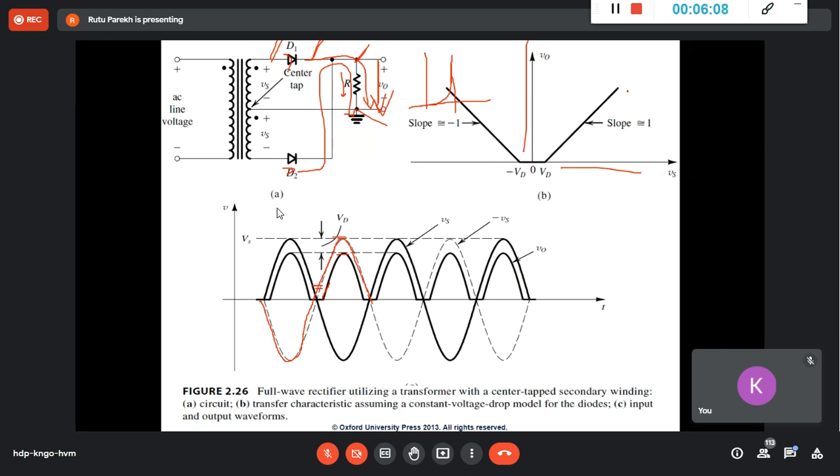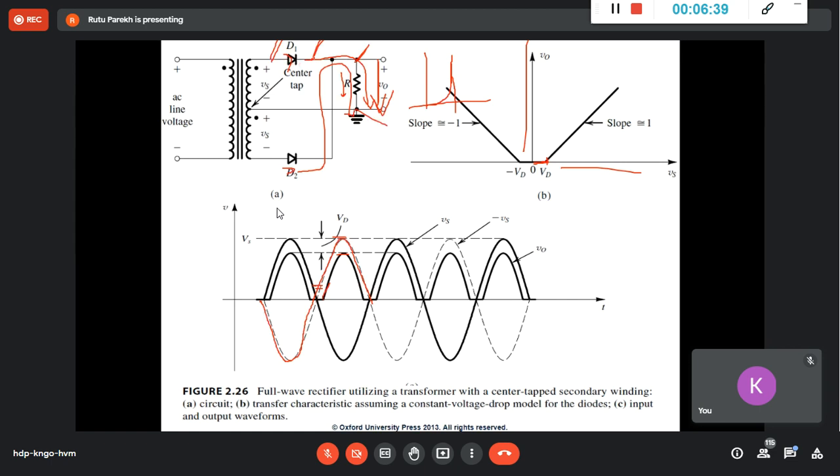And your output is following the input after 0.7 volt. Okay, so up to 0.7 volt, whatever you change this input VS to, your output is still going to be 0 volt. Because there is no current flowing, this is not conducting. It is not reverse bias. It is not conducting for 0 to 0.7 volt, and that's why I is zero and the voltage developed here is zero. So V out will be zero for up to 0.7 volt.